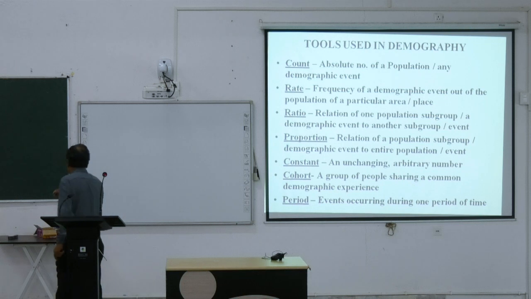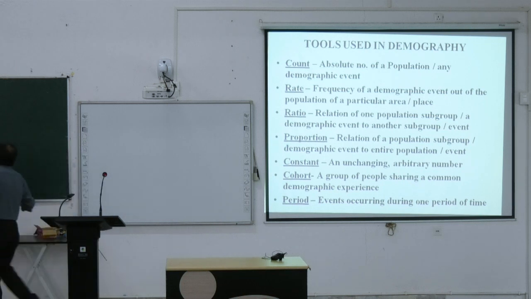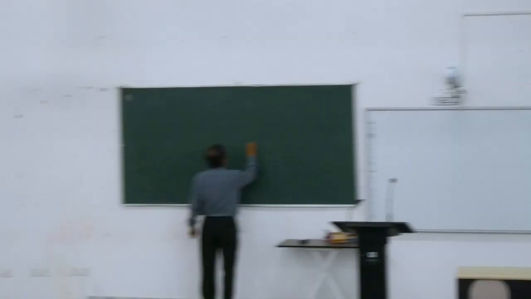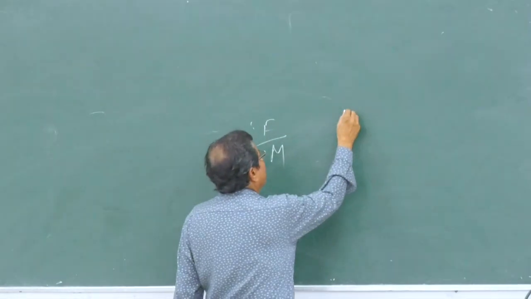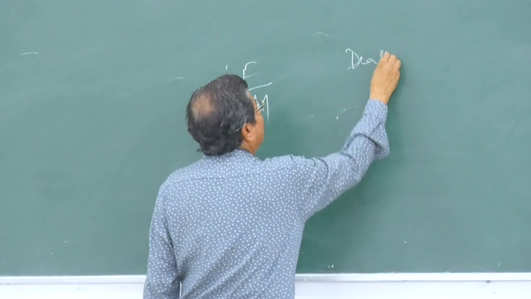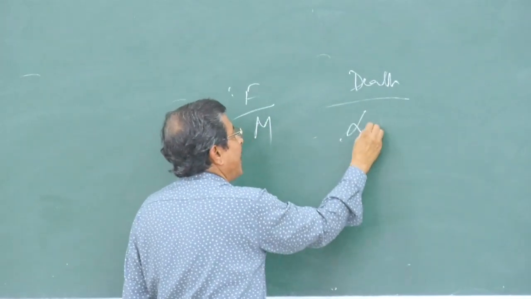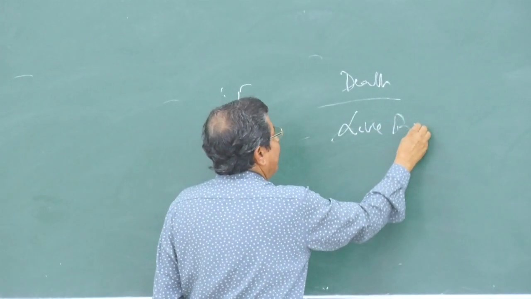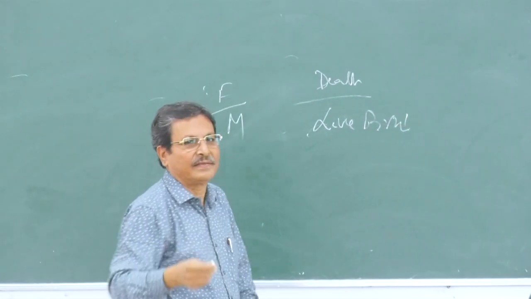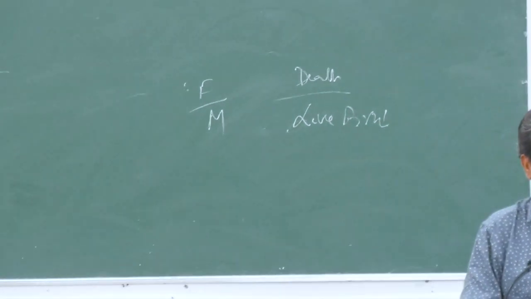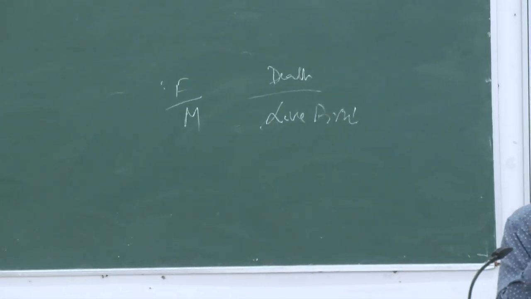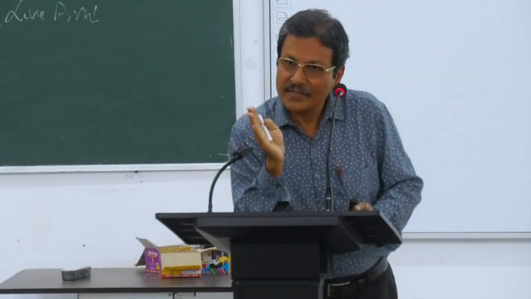Clear or not? The ratio of population versus mean is a ratio. Here the others are divided by the number of live births. We discussed this, and that is also called a ratio. So, do you understand the difference between rate and ratio?